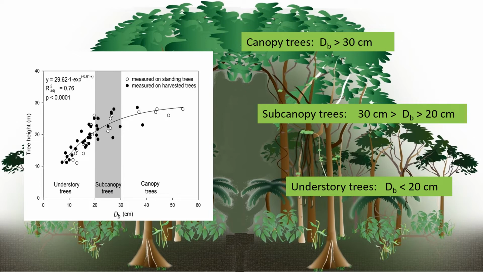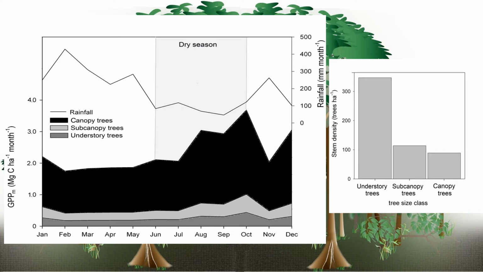According to our classification of the 3 tree size classes, we had many understory trees, more than 350 understory trees per hectare, but also more than 100 subcanopy trees, as shown here in the graph on the right, and relatively few canopy trees. Specifically, we had 89 canopy trees per hectare.